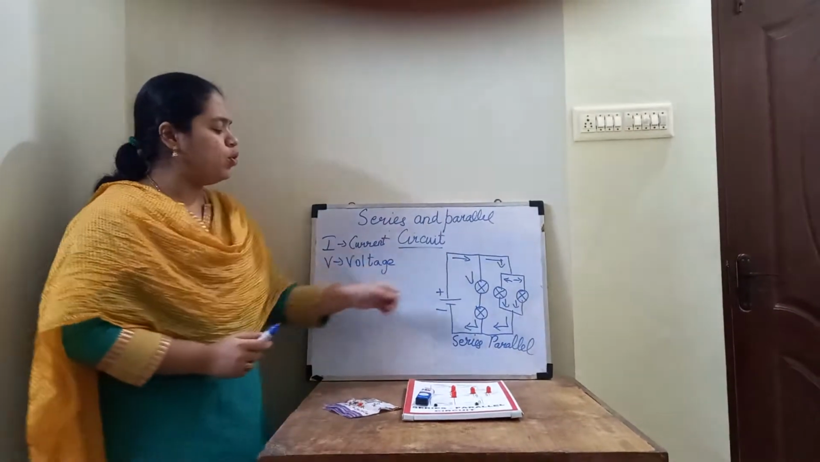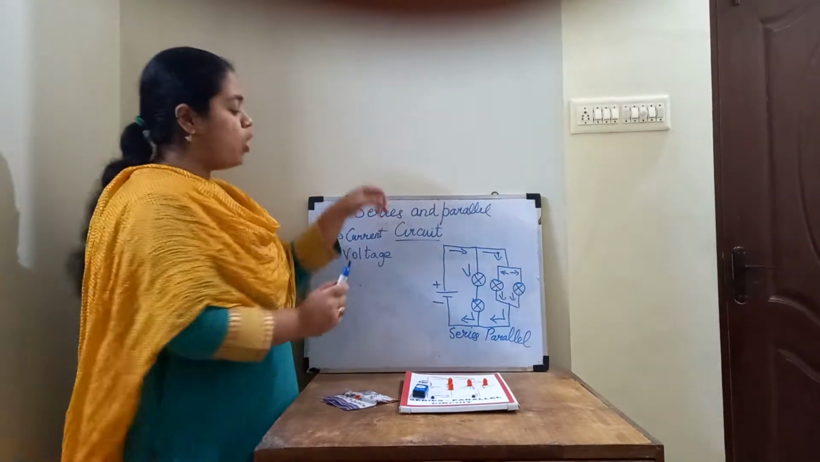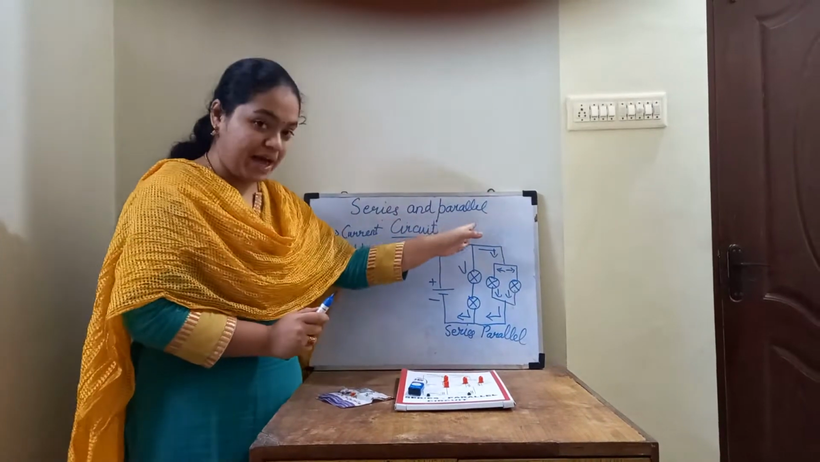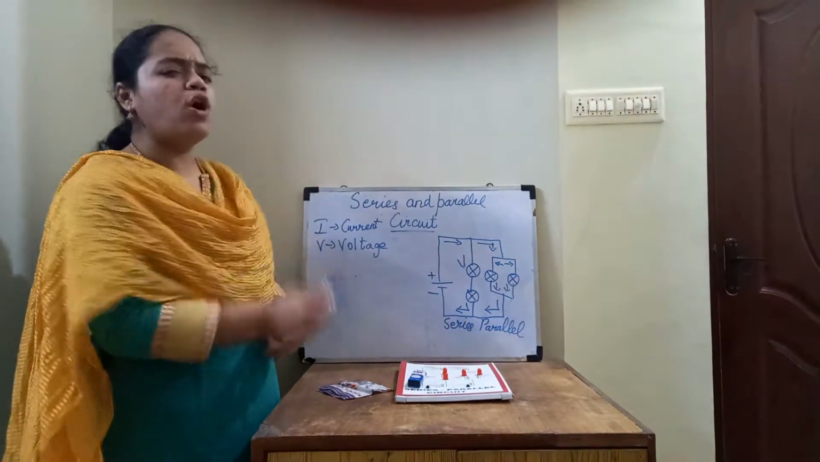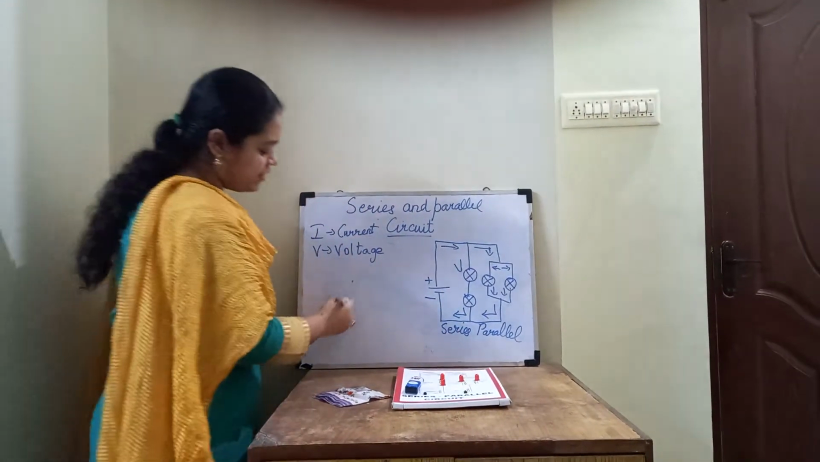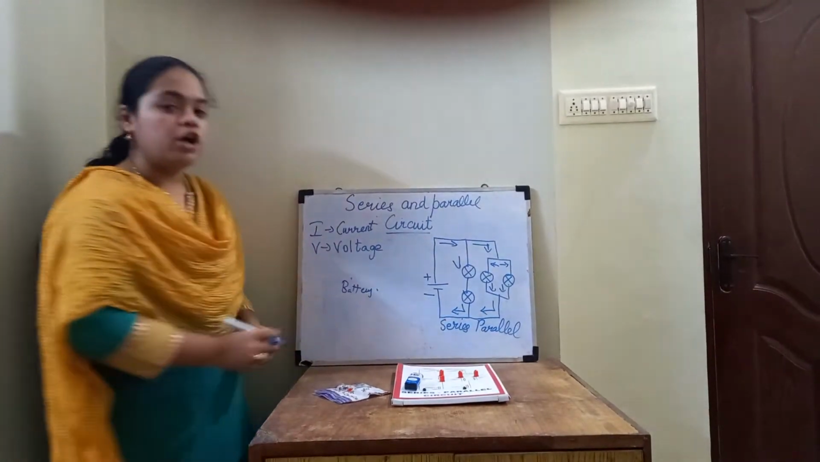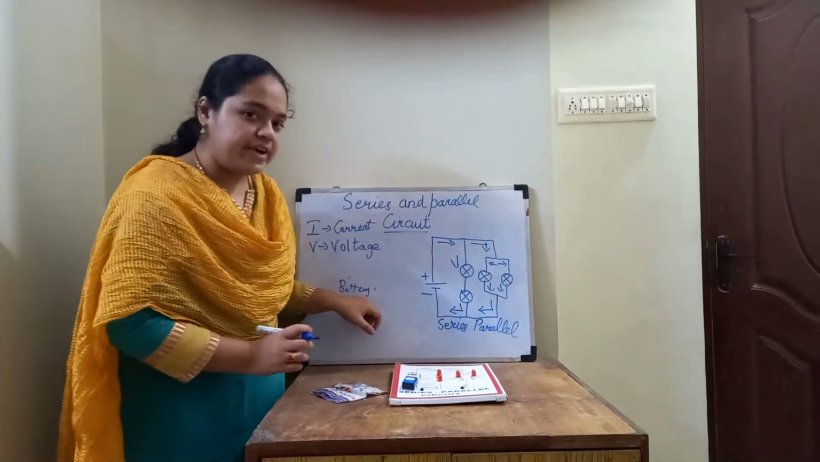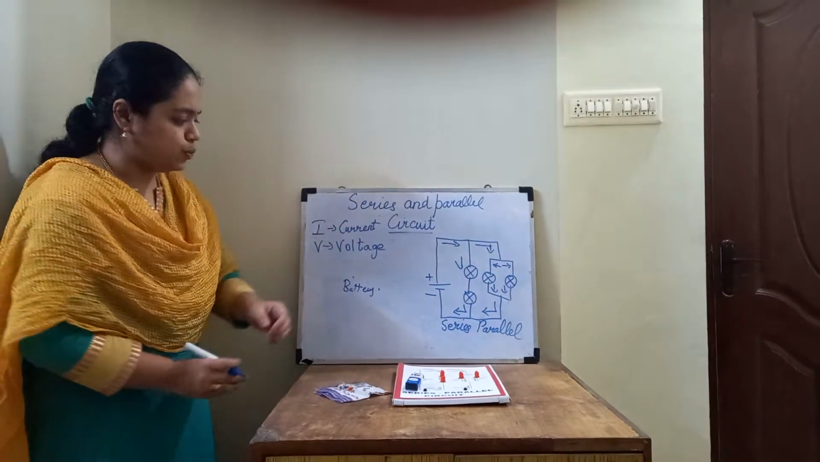So before we go into series and parallel circuit, we just want to know what is series and what is parallel, and before that we need to know what is a circuit. So what is a circuit? In a simple way, when a battery is connected to a wire, through the battery the current, the electrons, will start flowing. That's called a circuit.